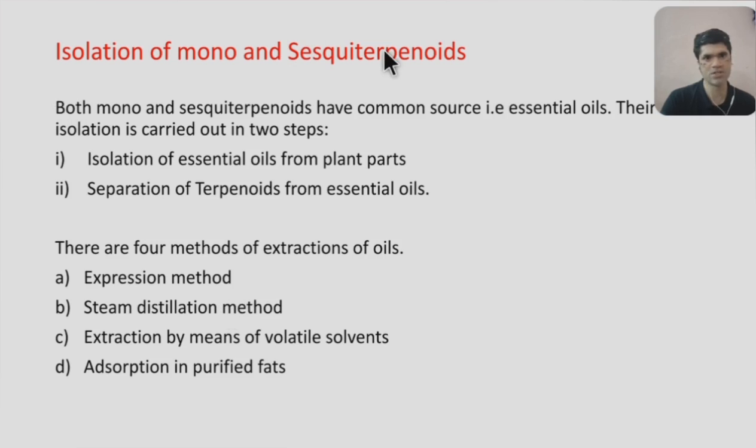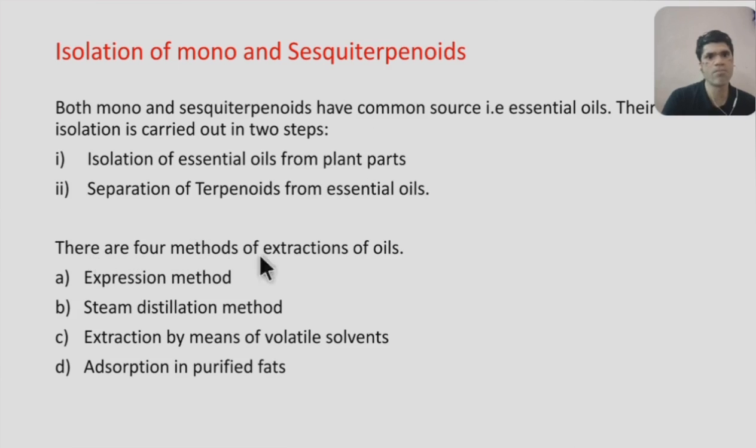Isolation of mono and sesquiterpenoids. Both mono and sesquiterpenoids have a common source, that is essential oil. Their isolation is carried out in two steps. One is isolation of essential oils from plant parts, and the second one is separation of terpenoids from essential oils. So these are the two methods. One is from plant parts and one is directly from essential oils.